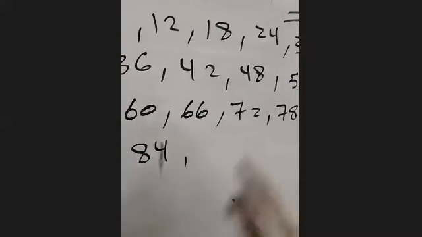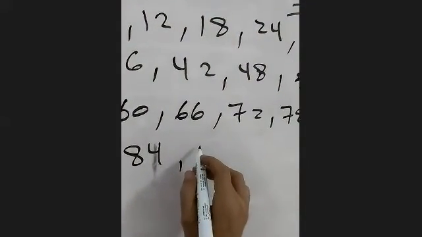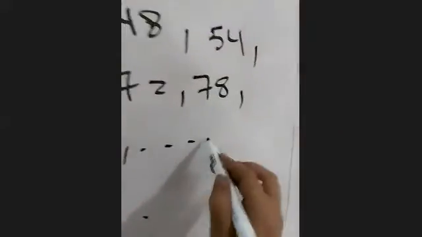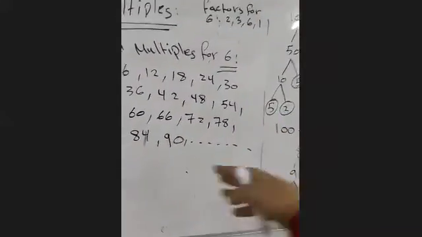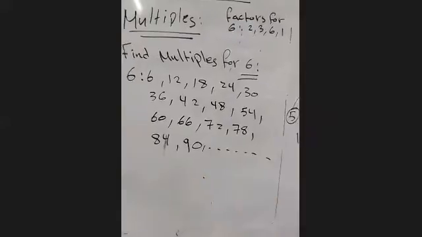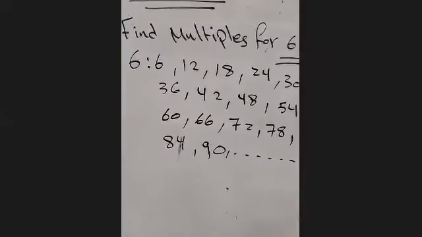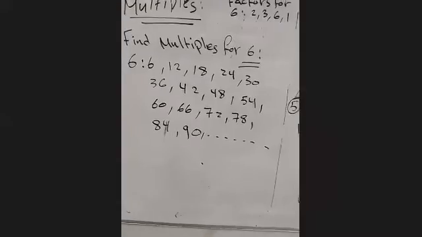84. 6 by 19, 6 by whatever, 90. Okay? We have a lot of multiples. We can go forever. Okay? We have a lot of multiples for the 6. From where we stop depends on the question.